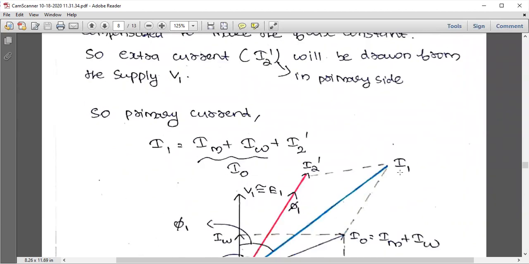So already we knew in the no load condition, I1 was equal to I0, which has two components, Im plus Iw. Now one extra component came, that is I2 dash. So we already incorporated I0, that is Im and Iw, in the figure. Now we will try to incorporate I2 dash also. So you know why I2 dash came now. So now we will draw the phasor diagram for that.